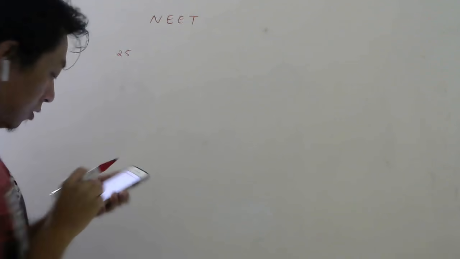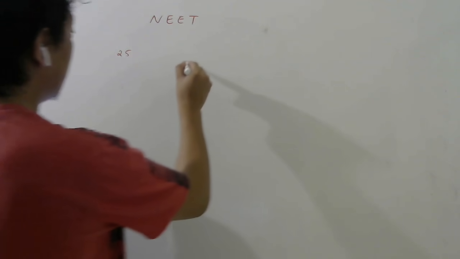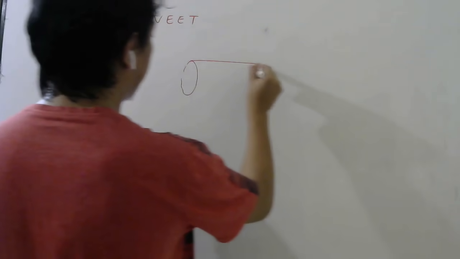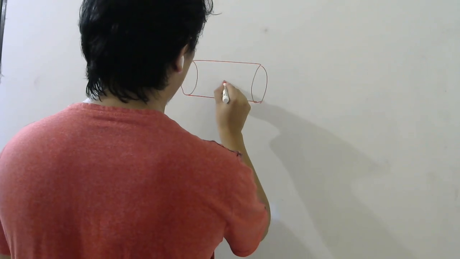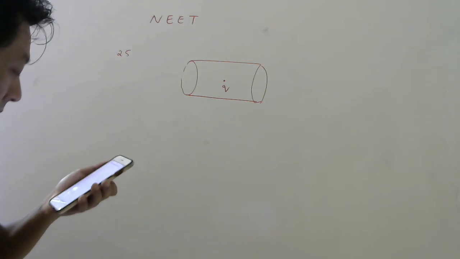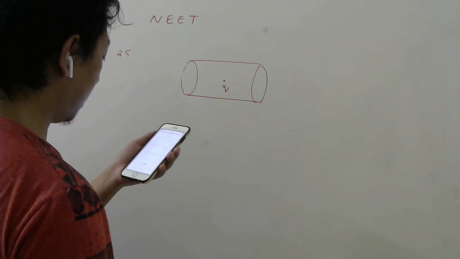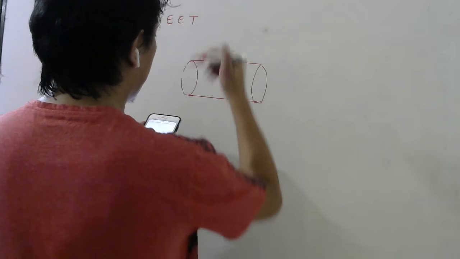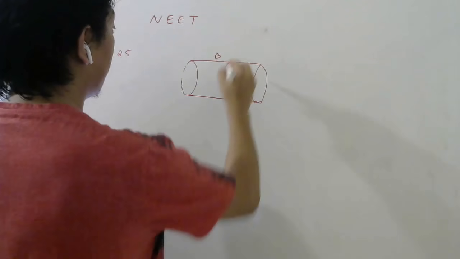So let us now see NEET questions in the material. Question number 25 it is. What it says: a hollow cylinder has a charge q coulomb within it at the center. So this is your hollow cylinder, and the charge is at the center of this, somewhere here. Q charge is there. If phi is the electric flux associated with the curved surface, so this is your curved surface.